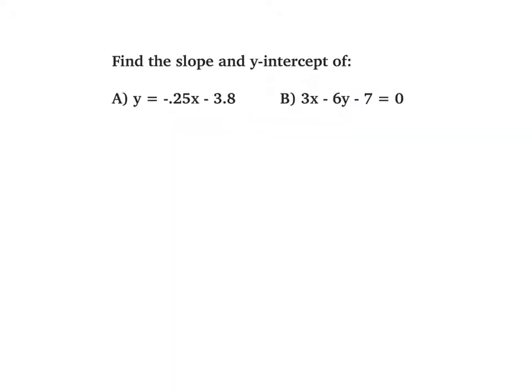All right, next, the last slide, find the slope and y-intercept. So the first one, the slope is just negative, I'm going to put 1/4. I like fractions better for rise over run. Y-intercept is negative 3.8. That's all they're asking you for there.